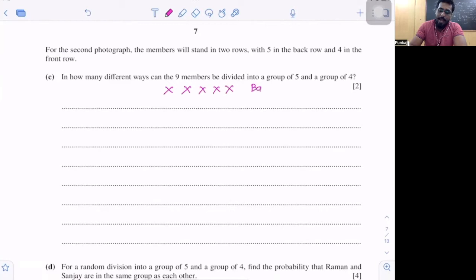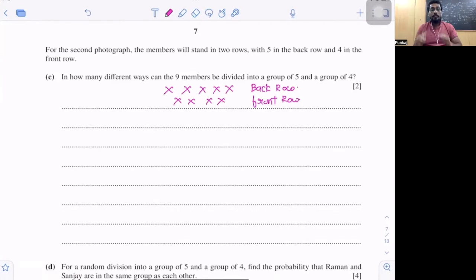So that's the back row, and 4 people in the front row. So I'll make them stand like this. This is the front row. Now, what does the question say? In how many different ways can the 9 members be divided into a group of 5 and a group of 4? So try and understand, students.